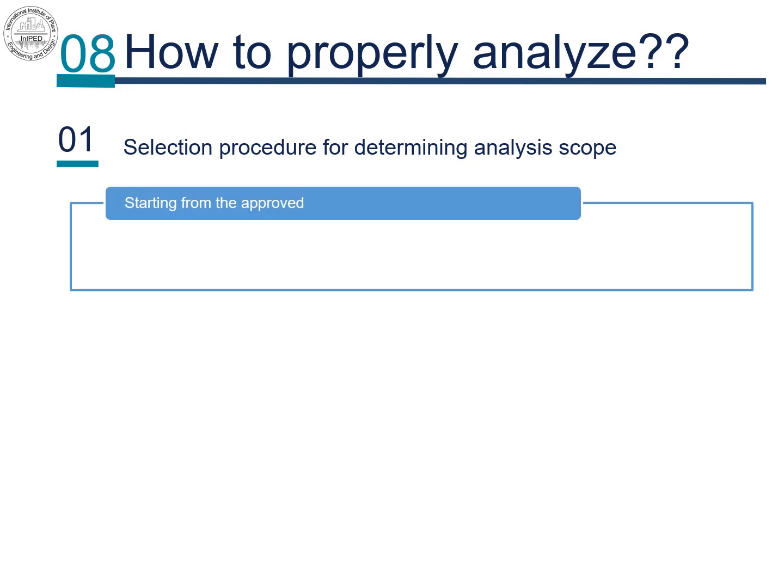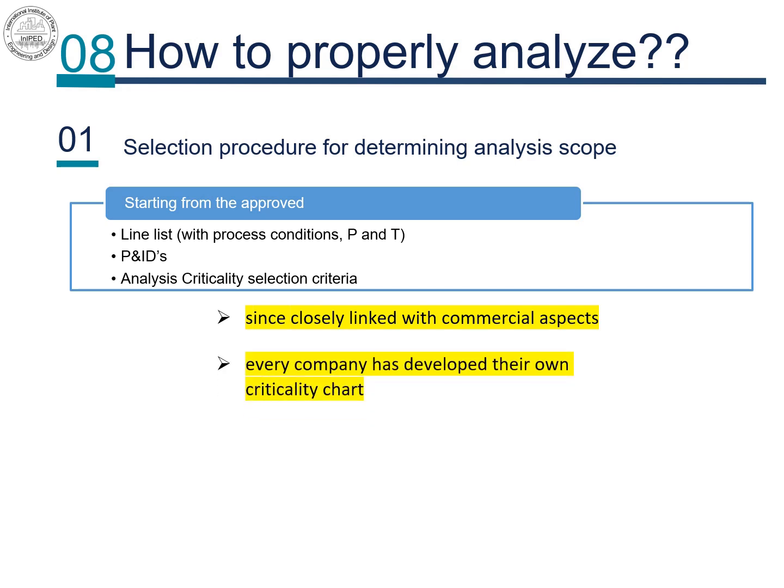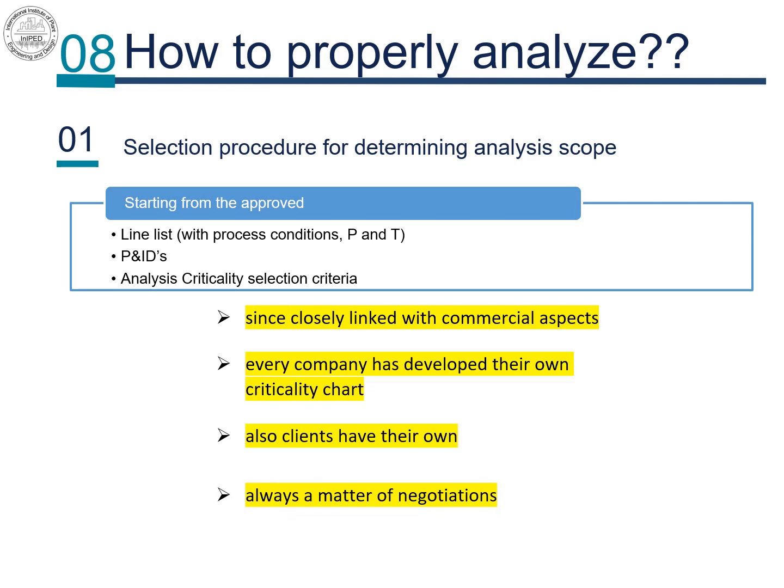The selection of lines starts from the use of the following approved documents: the line list, with process conditions like pressures and temperatures, P&IDs, and criticality selection criteria. Since this is closely linked with commercial aspects of the project, every company has developed this through their own experiences and built it into their standard work practices, but clients also have their own. So before starting, this is always a matter of negotiations.